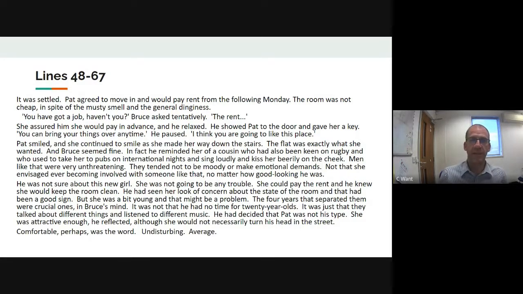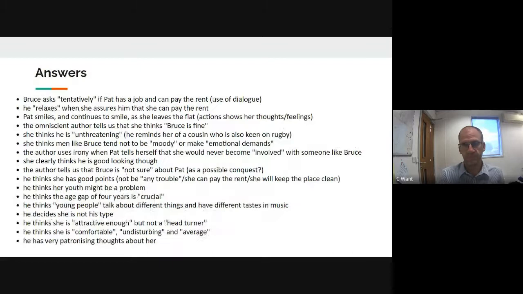"She assured him she would pay in advance, and he relaxed." There we go. He is then reassured by her. Your quotation, she assured him. Got a lot of points that you could make from this section.